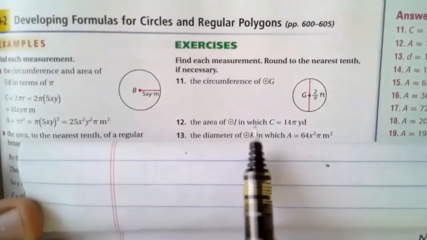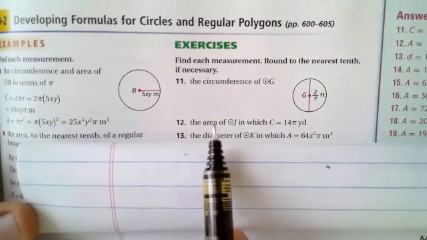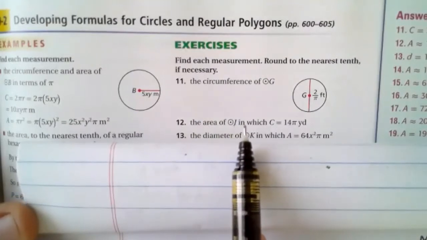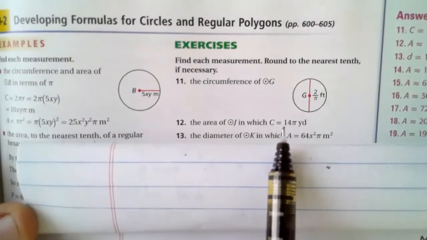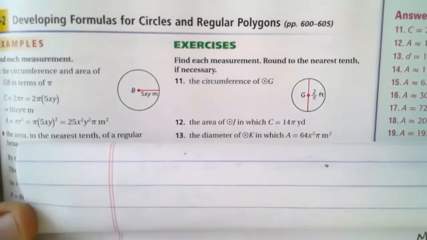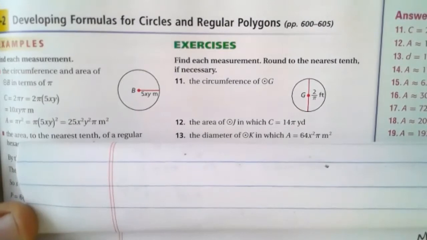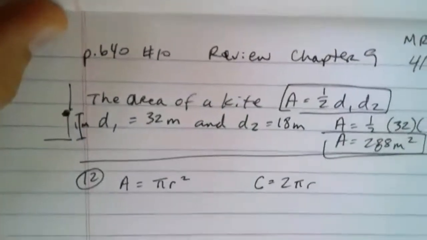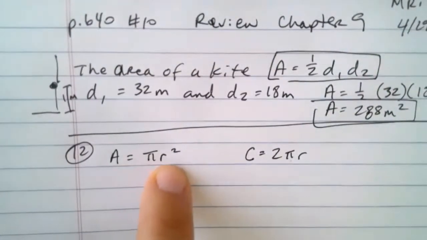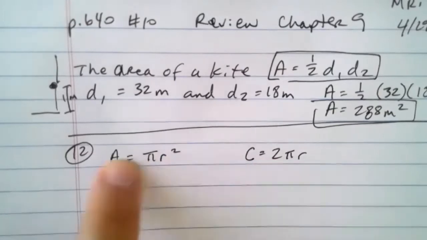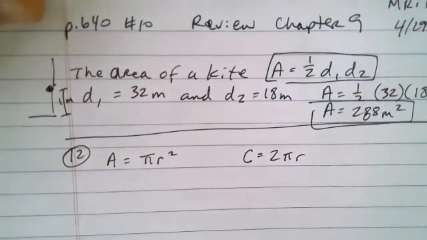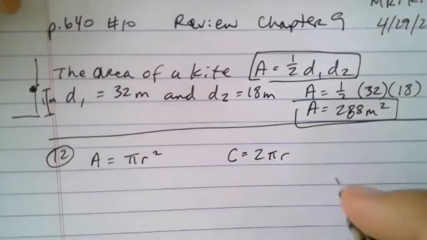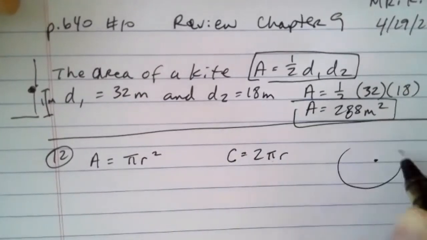We're going to start with number 12. So we're going to look for the area of circle J in which the circumference is given. But we're going to need to know two things here. The area of a circle is pi r squared, and the circumference of the circle is 2 pi r, right? All right, so let's go. So I'm writing area equals pi r squared, and the circumference is 2 pi r. So I wrote those two things down.